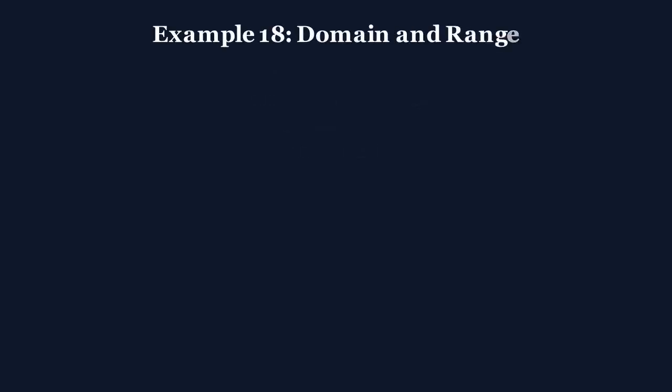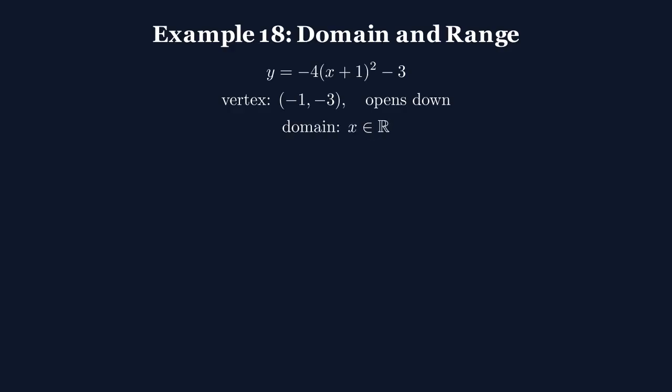Example 18. State the domain and range of y equals -4 times (x plus 1) squared minus 3. The domain is all real numbers. The vertex is (-1, -3), and the graph opens down. Therefore, the range is y less than or equal to -3.